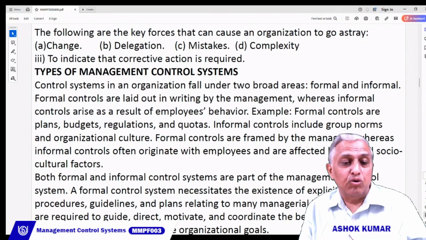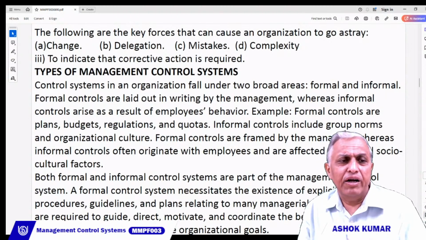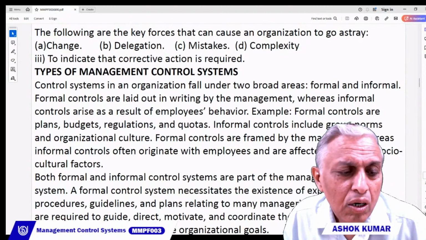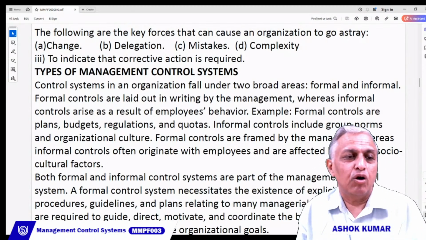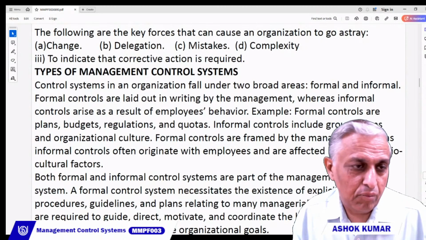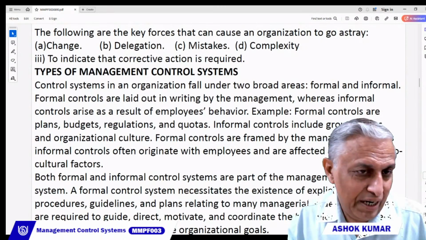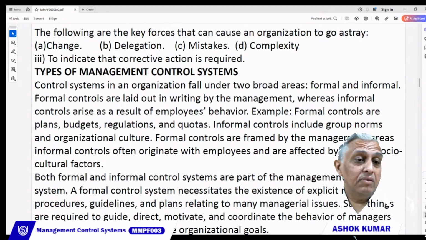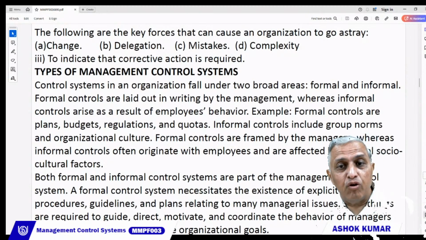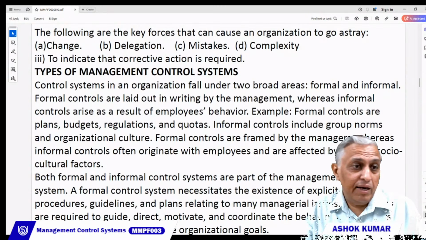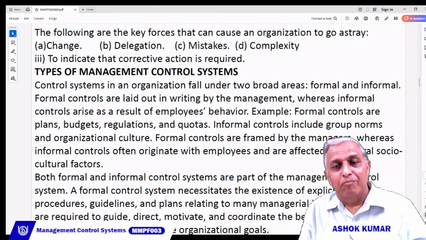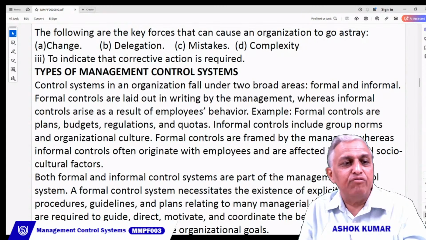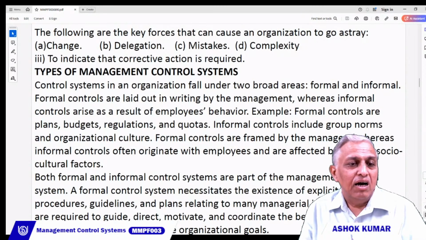Types of management control systems. Broadly speaking, we will be having two domains in the management control system. The first one is formal, the other one is informal. So let us understand the drill. Control systems in an organization fall under two broad areas, formal and informal. Formal controls are laid down in writing by the management, whereas informal controls arise as a result of employees' behavior.